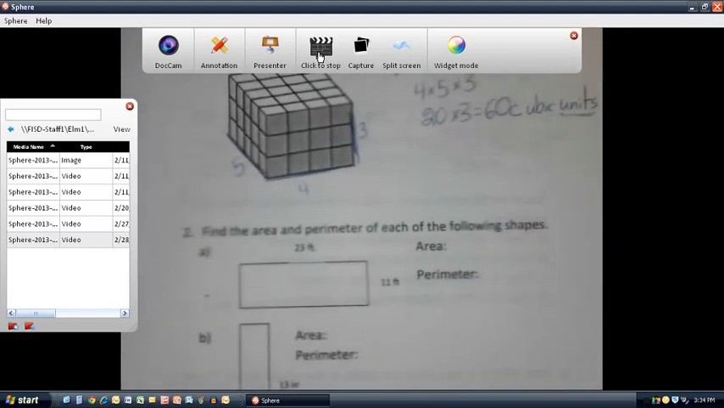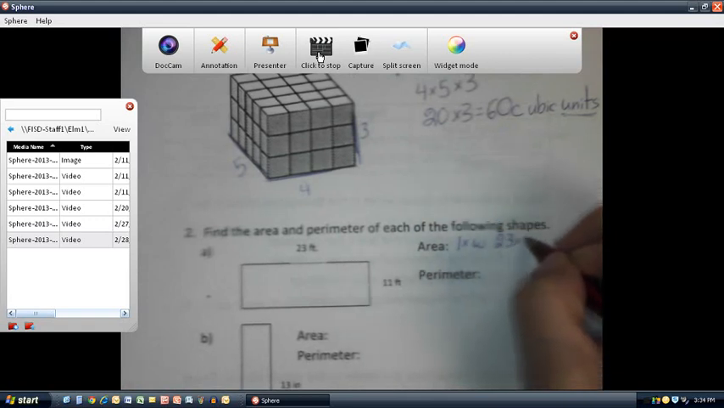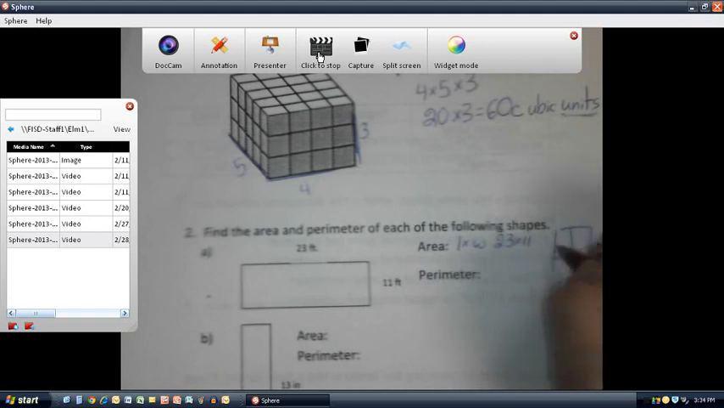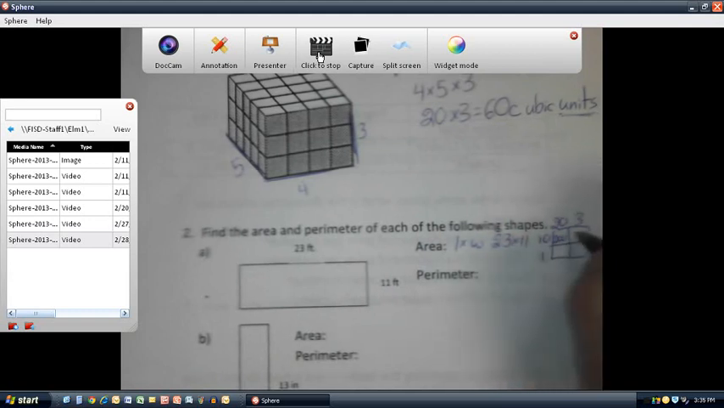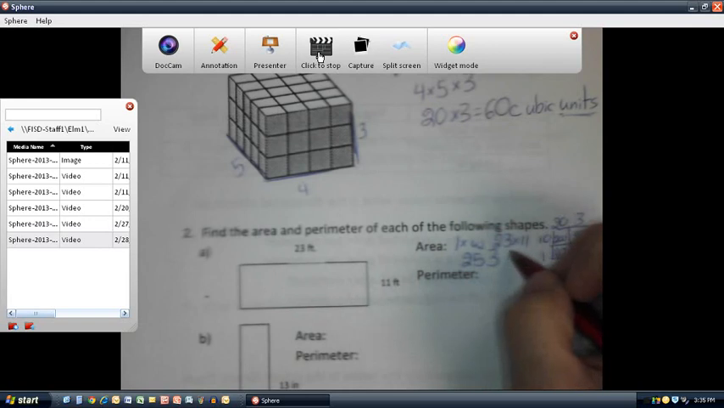Number 2, area is length times width, so 23 times 11 is 200 plus 30 plus 20 plus 3, which is 253 square feet.